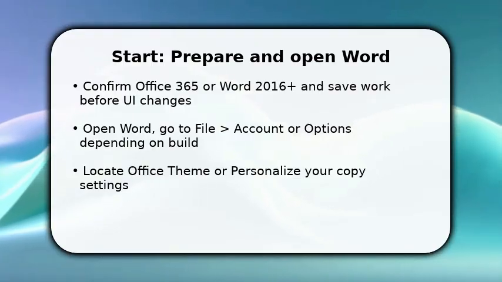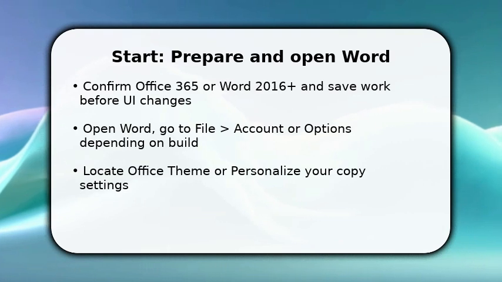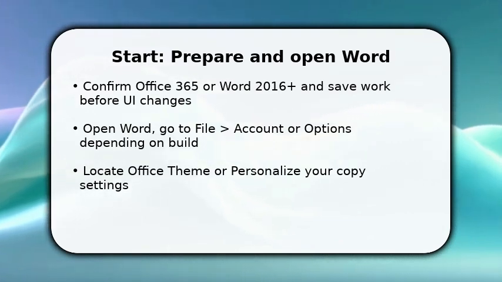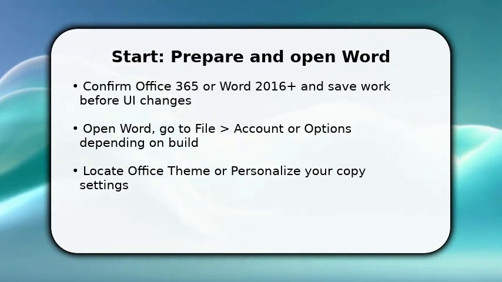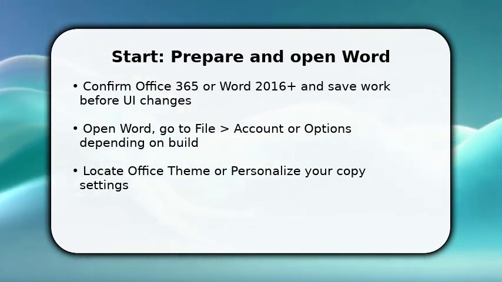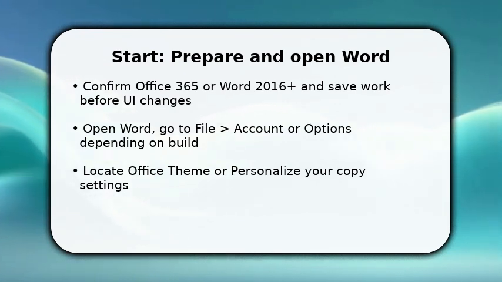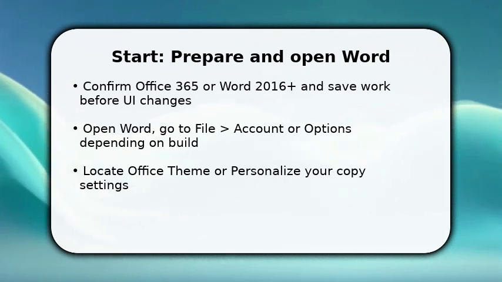You start by confirming you have a modern Word build and saving any open documents. Open Word and go directly to File. Once there, choose Account if present, otherwise Options. In Account, you'll see Office Theme, and in Options, look under General for Personalize your copy. Make the initial selection now. This is the quickest path to dark mode.